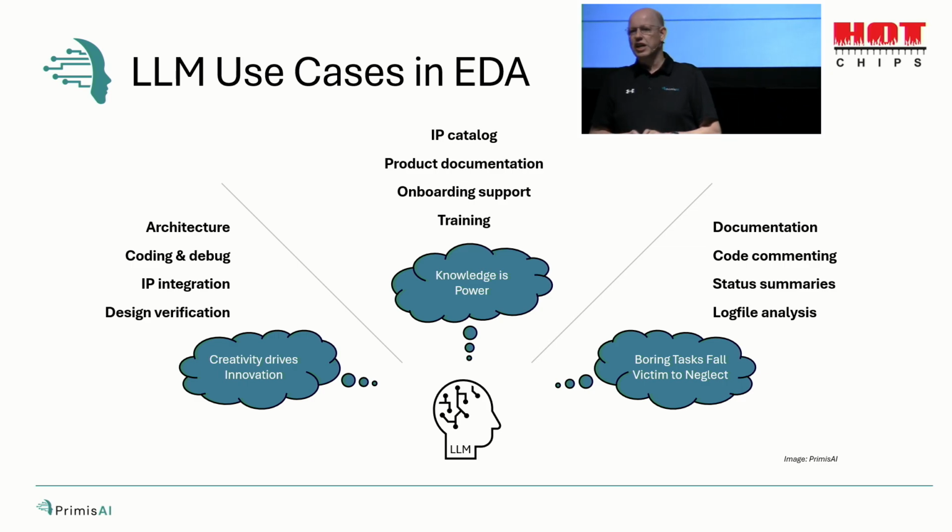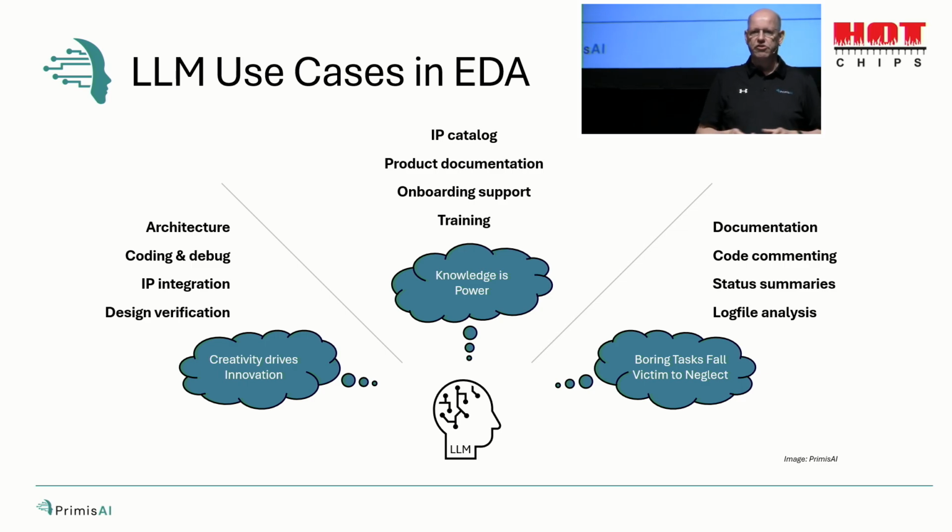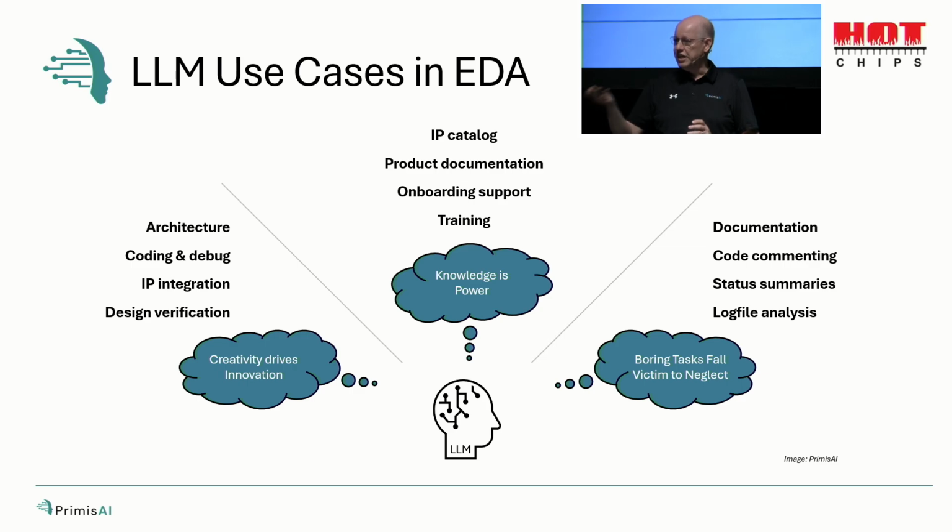But LLMs can also help you interpret information. You can envision having an LLM know about your IP catalog, so you can query it. You can use it for onboarding new engineers. The engineers can get up to speed much faster because they have this online assistant available to them, which they can ask questions about your company policies when it comes to design, your design rule coding guidelines, you name it.